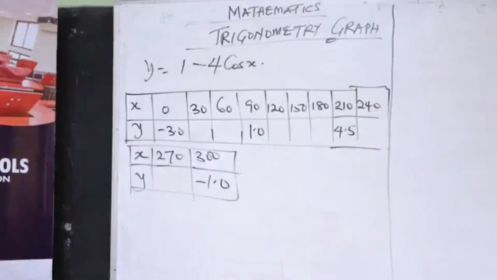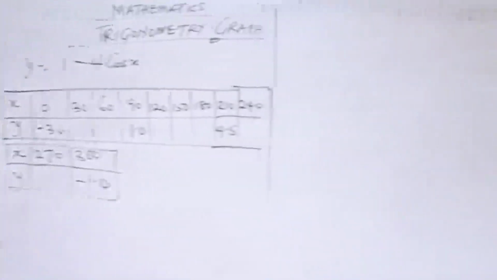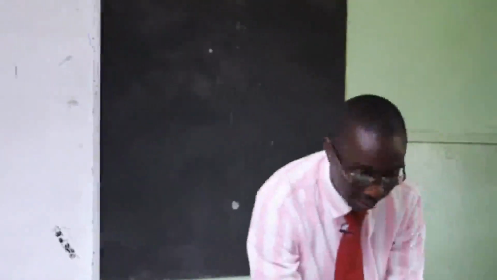That's the table. And that's the A part of that question. The B part of the question: using a scale of 2 centimeters to 30 degrees on the x-axis, and 2 centimeters to 1 unit on the y-axis, draw the graph of y is equal to 1 minus 4 cos x.